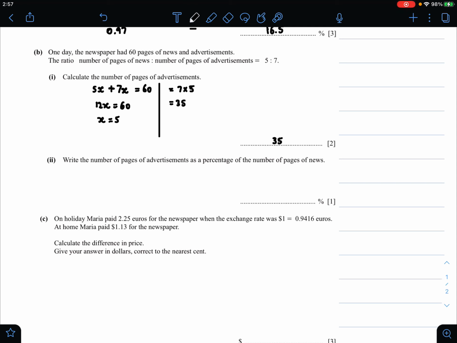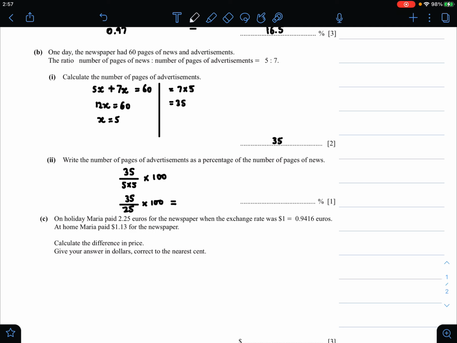Now let's move to B part 2, where they are asking you to write the number of pages of advertisement as a percentage of the number of pages of news. Okay, so the number of pages of advertisement is 35 as a percentage of number of pages of news. So divided by the number of pages of news, and then you multiply it by 100. So number of pages of news will be 5 multiplied by 5. You can write this as 35 divided by 25, because 5 times 5 is 25, multiplied by 100.